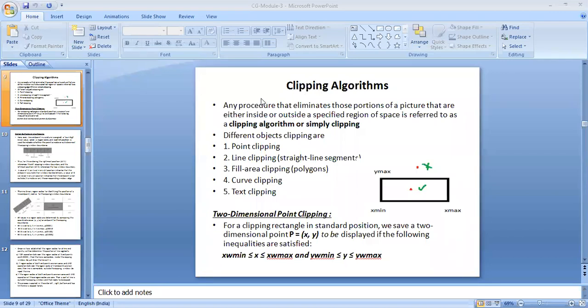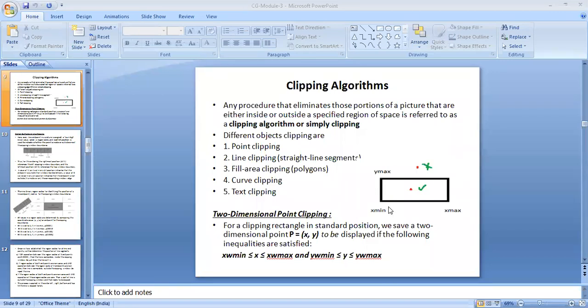So what is a clipping algorithm? It is any procedure that eliminates those portions of a picture that are not required, which may be inside or outside a specific region or space. This is my space. The object inside the space is required, and the object outside the space is not required. Any part of the object that comes out of this particular window, I want to delete or clip.